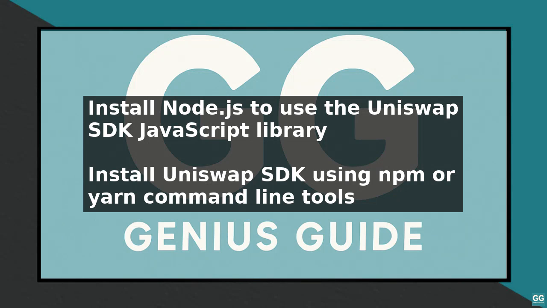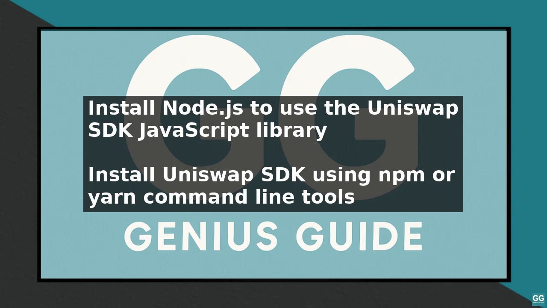To set up the Uniswap SDK, start by installing the required packages. The Uniswap SDK is a JavaScript library, so you will need to have Node.js installed on your system. Once you have Node.js installed, you can install the Uniswap SDK using npm or yarn by running the command npm install uniswap SDK or yarn add uniswap SDK.